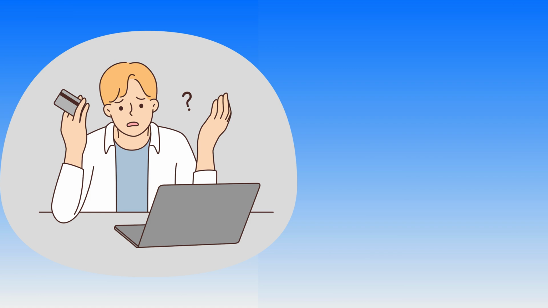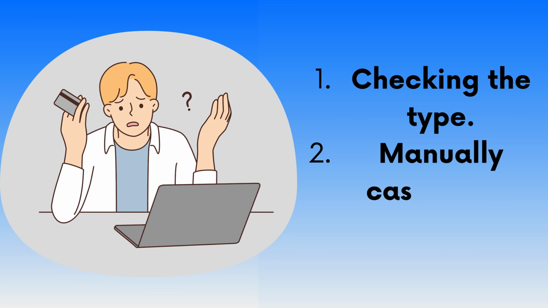The problem here is that the old way required us to do two steps: first, checking the type, and second, manually casting the object. This could get repetitive and made the code less readable.